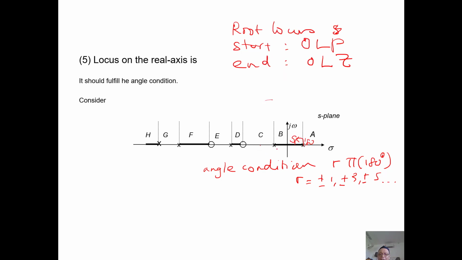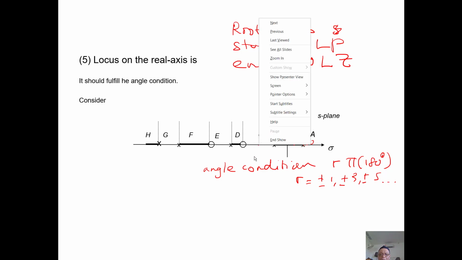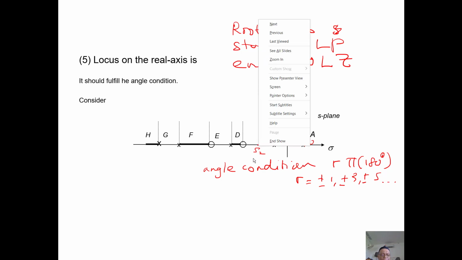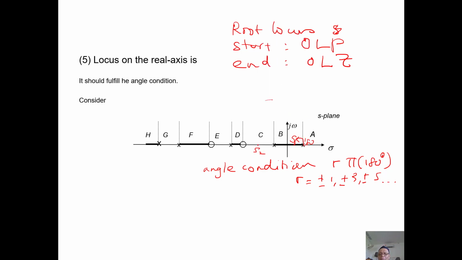And if you go on to here, let's say you find a test point here, this is test point S1. Let's say this is a test point S2. If the test point is S2 here, you see the angle from this pole to here is 180. The angle from this pole to here also is 180. So the total is 360. 360 doesn't fulfill the angle condition. So that's why there is no root locus here.